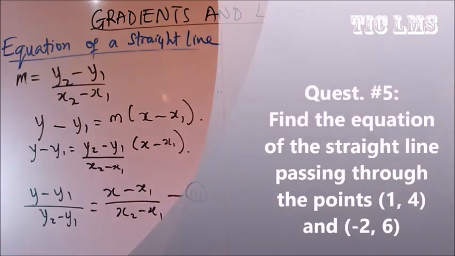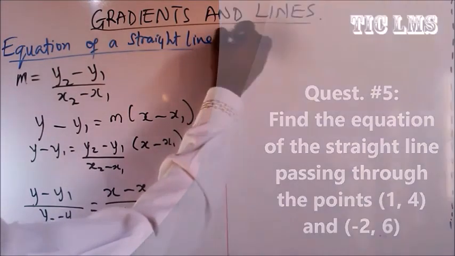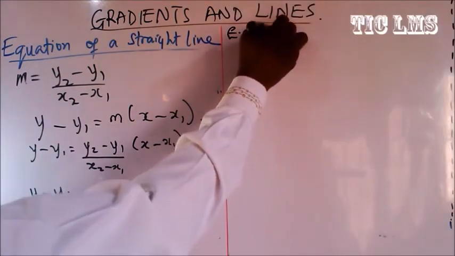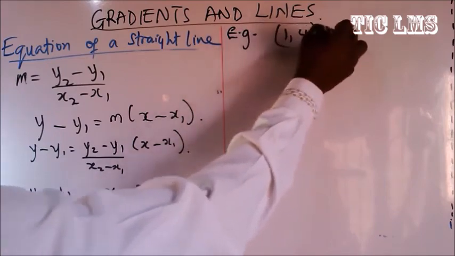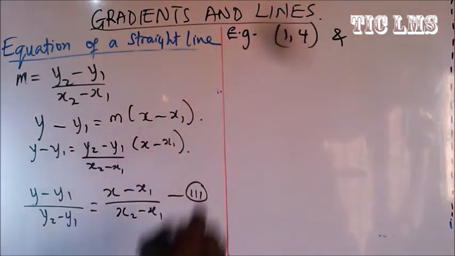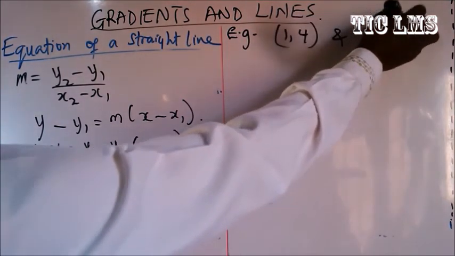Find the equation of the straight line passing through the points 1, 4 and minus 2, 6. All right, so we have our points, which are 1 comma 4 and minus 2 comma 6.